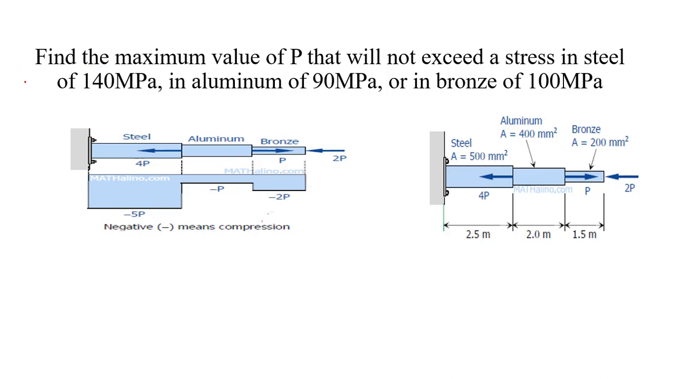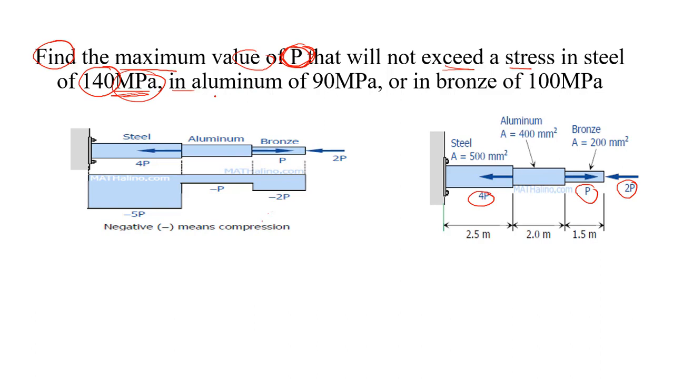Okay, let's start. Find the maximum value of P. We have to find out the maximum value of P. That means here is P, here is P, and this is P. This P we have to find out. Remember, it should not exceed a stress in the steel of 140 megapascal.